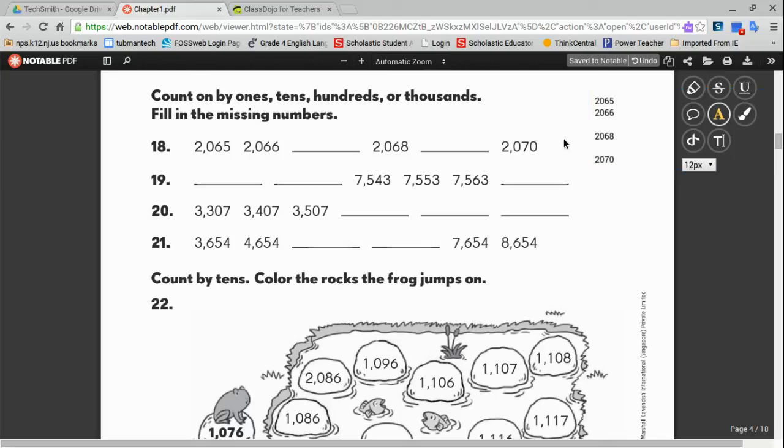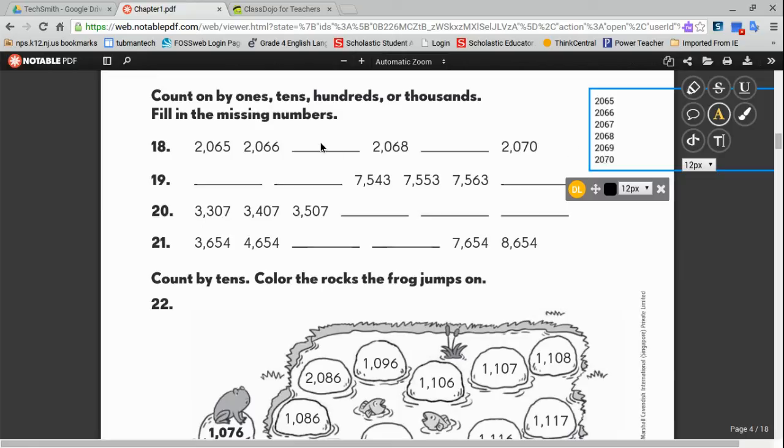If I look at this, I notice that I'm moving up, or I'm counting on by my ones, because my thousands are the same, my hundreds space is the same, my tens space is pretty much the same, but my ones place value spot is moving up. That's 5, that's 6, so the next one would be, of course, 7. So that would be 2065, 2066, over here would be 2067, 2068, and after 68 would be, of course, 69. So we have 2069 and 2070.